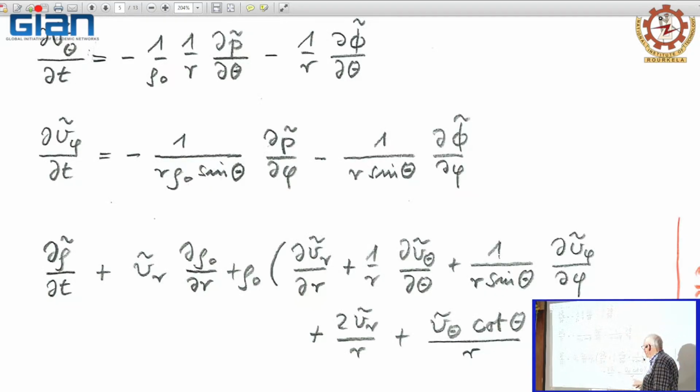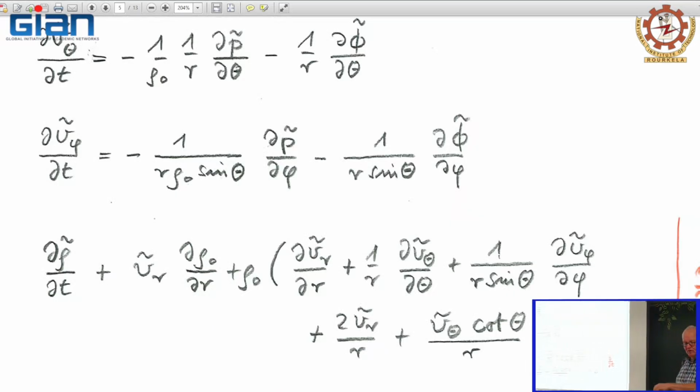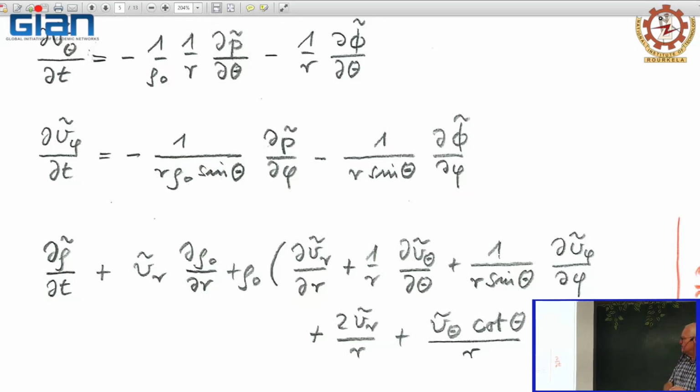And then we have essentially the divergence of the velocity field essentially in terms of radial and the two tangential components of the velocity field. So this is the linearized version of the mass conservation.